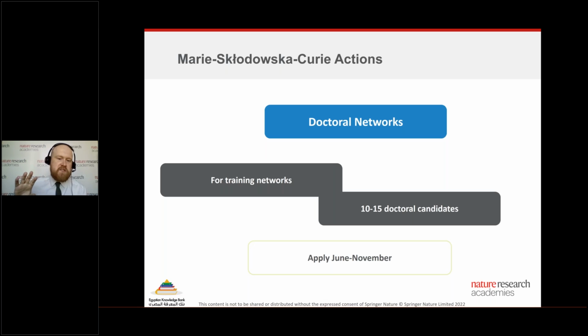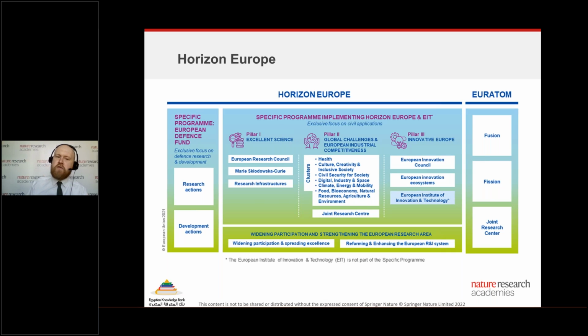This is for several different organizations to join forces to offer doctoral training to 10 to 15 doctoral candidates. Calls will typically open between June and November for the doctoral networks. So do be sure to explore these opportunities, both at the European Research Council, but also Marie Sklodowska-Curie actions.